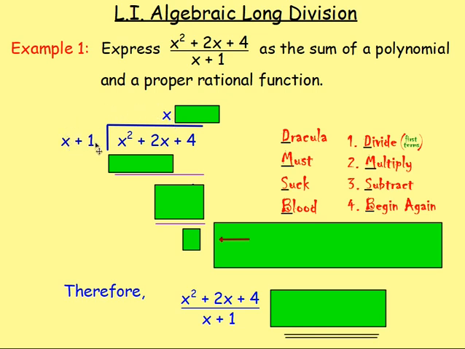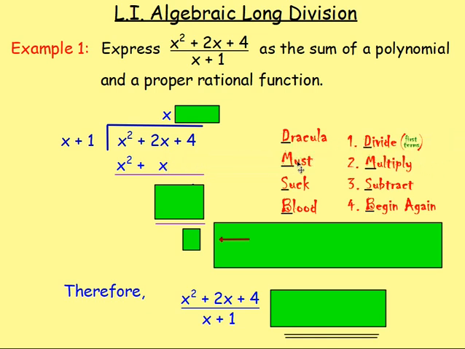So x times x will give you x squared. x times 1 gives you x. And you write them just in a row. So the x squareds are above the x squareds, the x's are above the x's, and any numbers would just be above any numbers that you have. So x times x is x squared, x times 1 is x. After that, well, there's nothing else there.